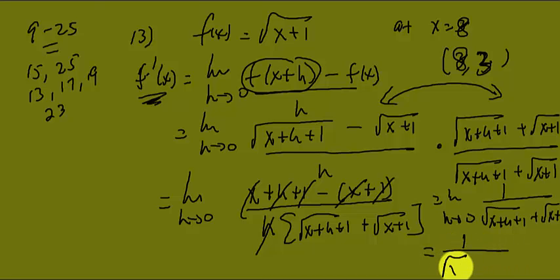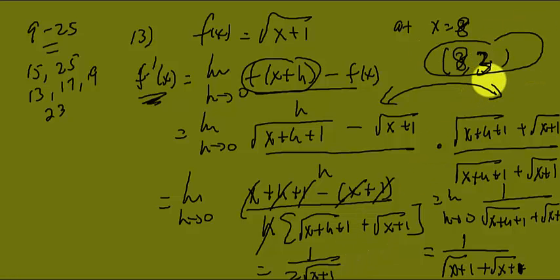So I get square root of x plus 1, plus square root of x plus 1. How many x plus 1s do I have? Square root 2 of those. 1 over 2 rad x plus 1. That is the slope. This is the point. How do I find the slope of this curve at this point?